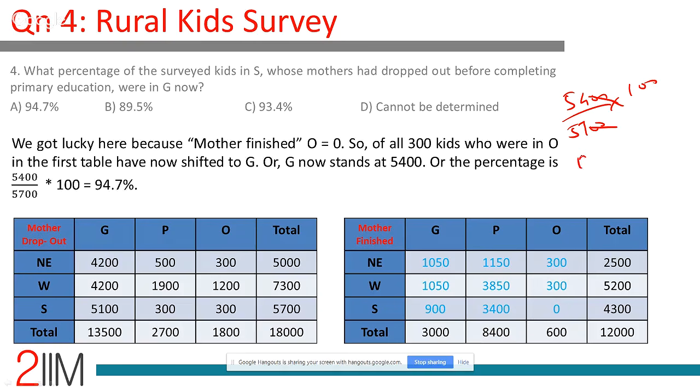This is a kind of thing that we use a calculator for. 18 by 19 into 100, whatever that turns out to. It turns out it is 94%. You use a calculator and find it out, or you use some simple approximation and get that. So, wonderful set, very doable, very interesting.